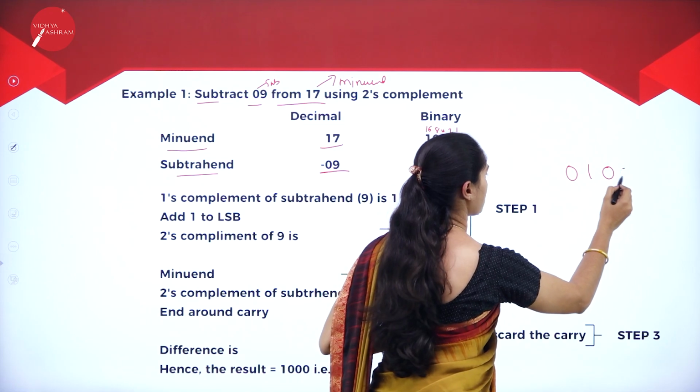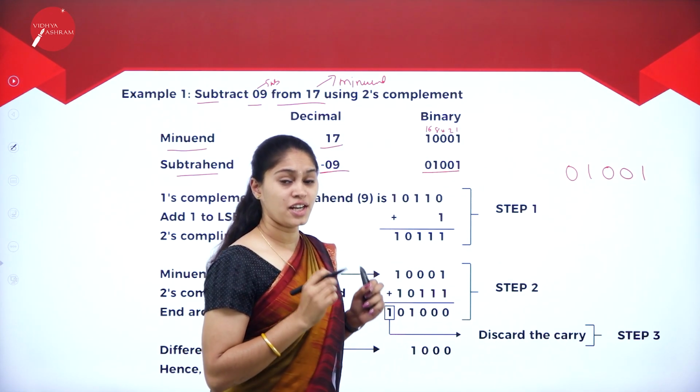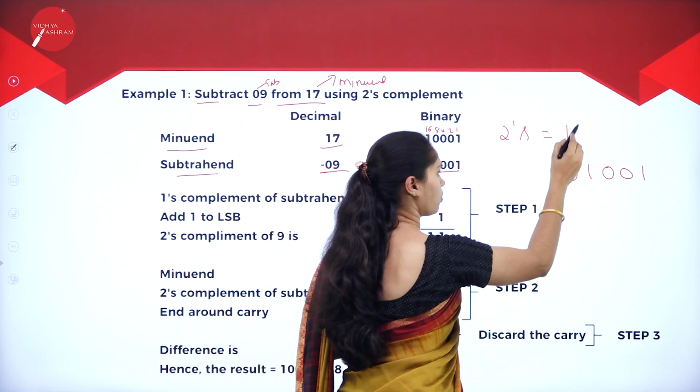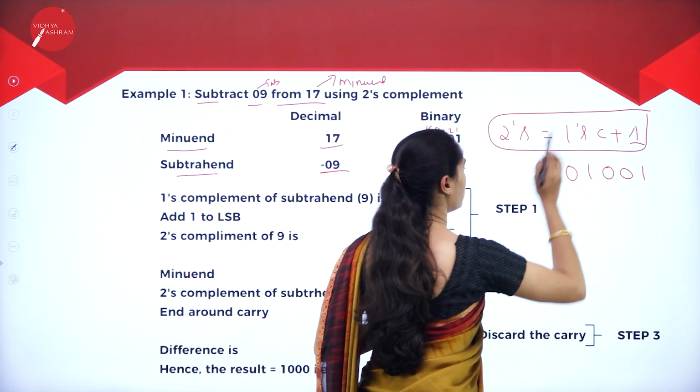0, 1, 0, 0, 1. This is the value of my subtrahend. I have to find two's complement. How are we going to find two's complement? That is equal to one's complement plus 1. This will give us two's complement.